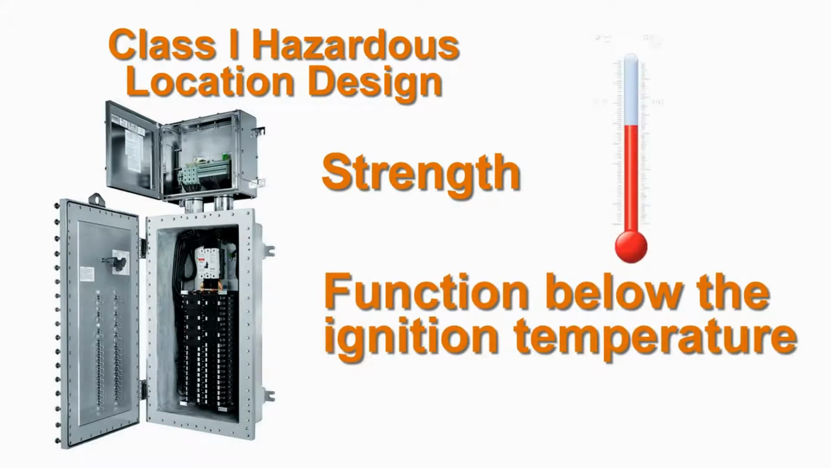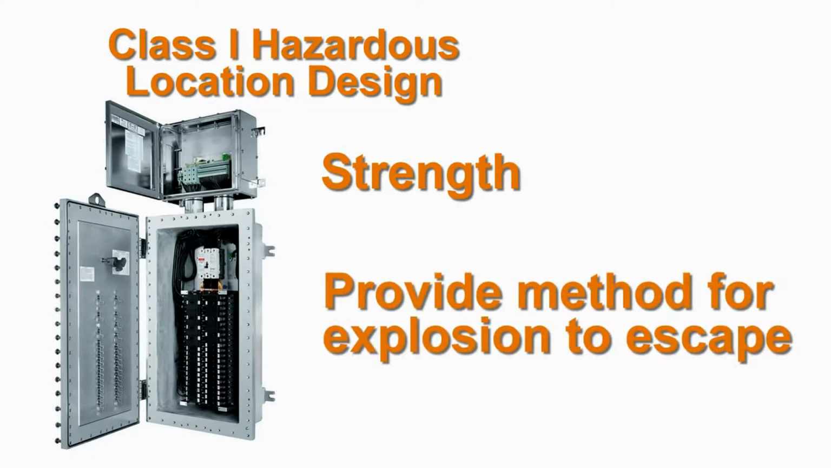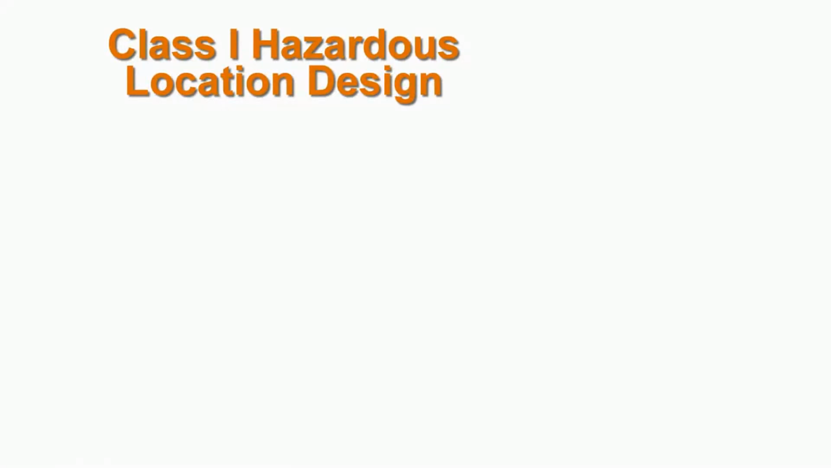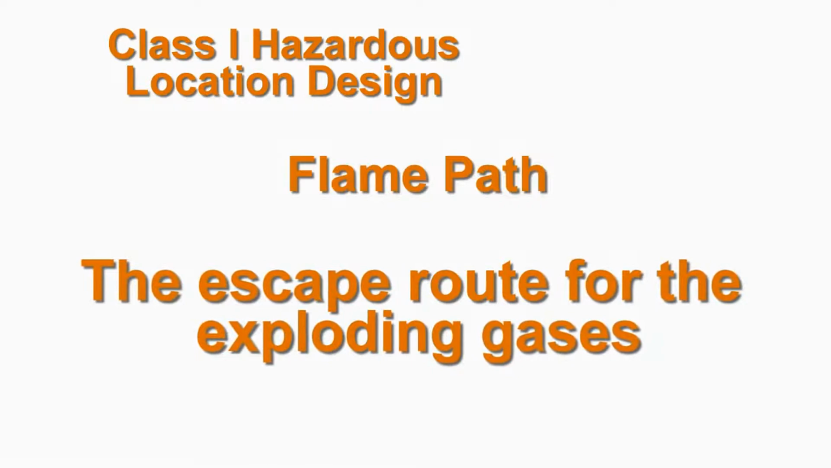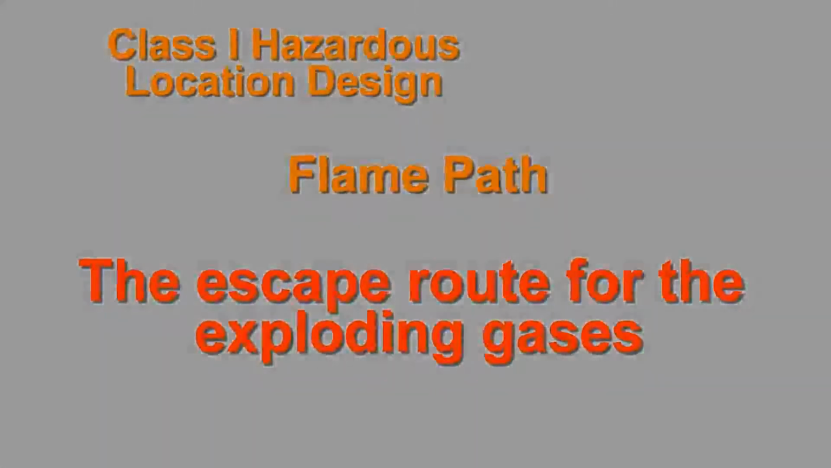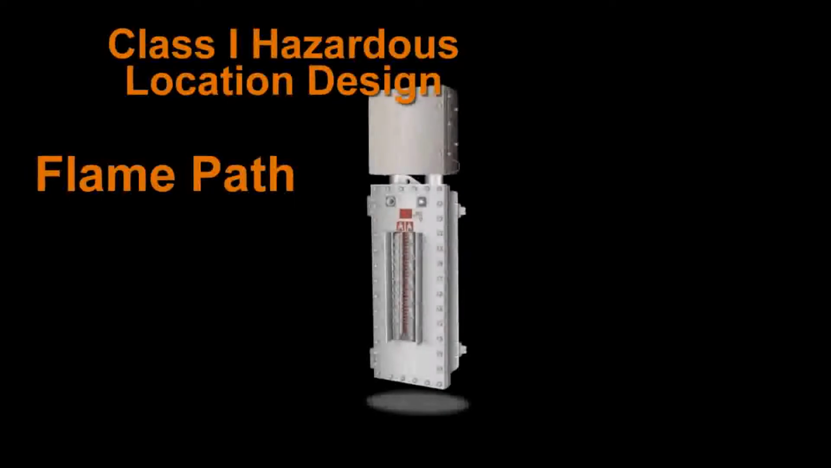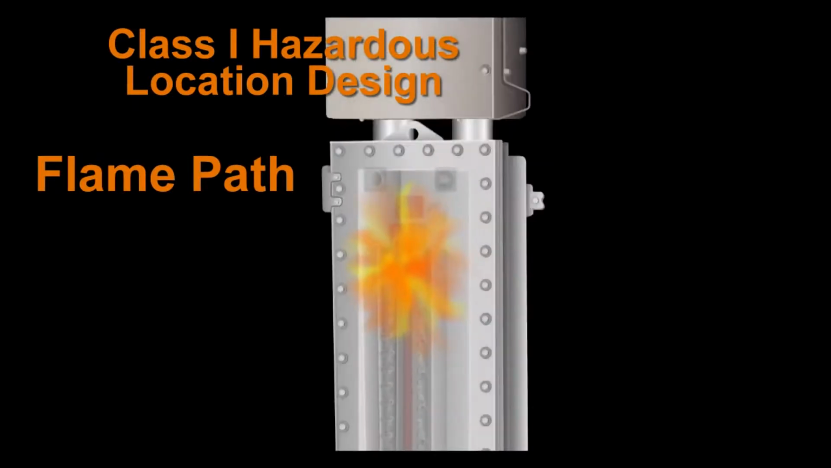Secondly, it must function at a temperature below the ignition temperature of the surrounding atmosphere. The equipment must also provide a way for burning gases to escape from the device as they expand during an internal explosion, but only after they have been cooled off and their flames have been quenched. This escape route for the exploding gases is provided through several types of flame paths. An example is the ground surface flame path. Here, the surfaces are ground, matted, and held to a tolerance of 15 ten-thousandths of an inch. This permits gases to escape, but only after they've been sufficiently cooled, so they won't ignite the volatile surrounding atmosphere.